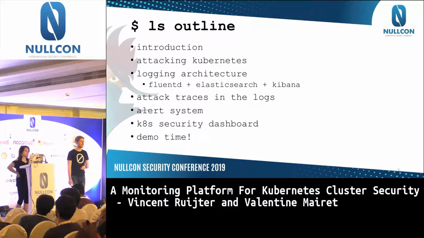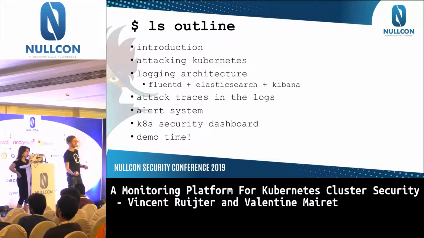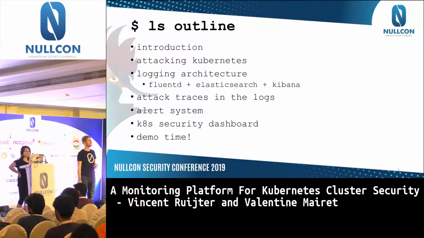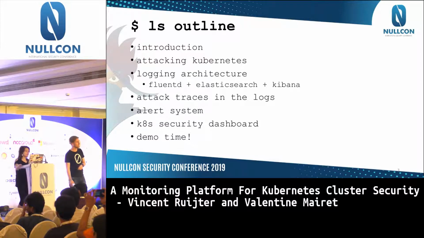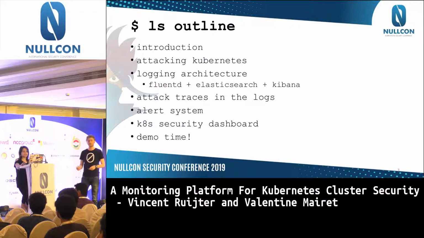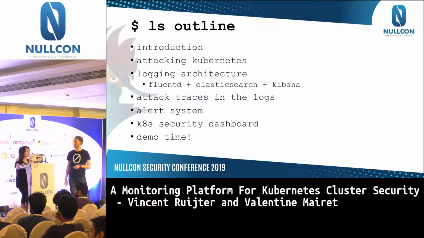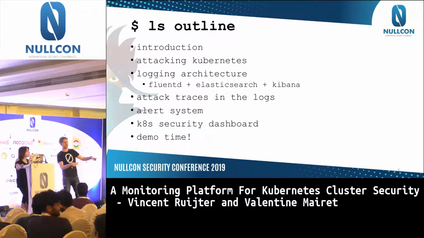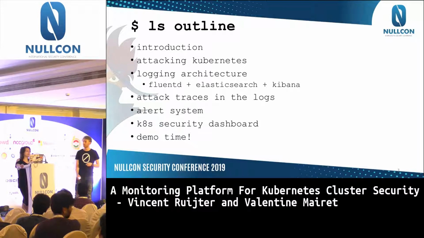So now the outline of the talk. First, we do a little bit of introduction. There is a lot of Kubernetes nomenclature we will explain. Then we'll talk about the several attacks that are possible in Kubernetes. Then we'll show you our logging architecture, basically how to use Fluent, Elasticsearch, and Kibana. Then we'll talk about the traces you can see in the logs when we do certain attacks. And then we'll show you around the alert system, the security dashboard, and do some demos. Unfortunately, no live demos, because some stuff with networking was quite hard to mimic. So we have made some recordings.